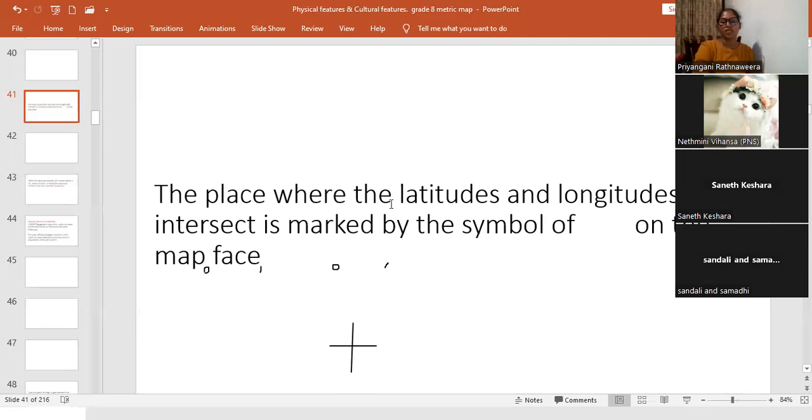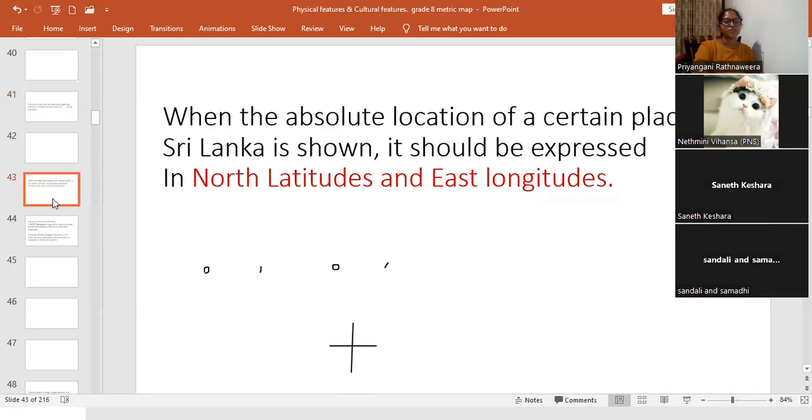The place where latitudes and longitudes intersect is marked by the symbol of this one on the map face. When the absolute location of a certain place in Sri Lanka is shown, it should be expressed in north latitudes and east longitudes.